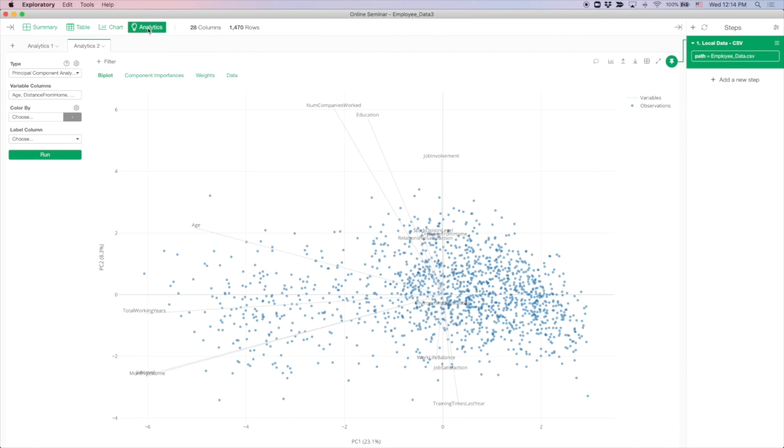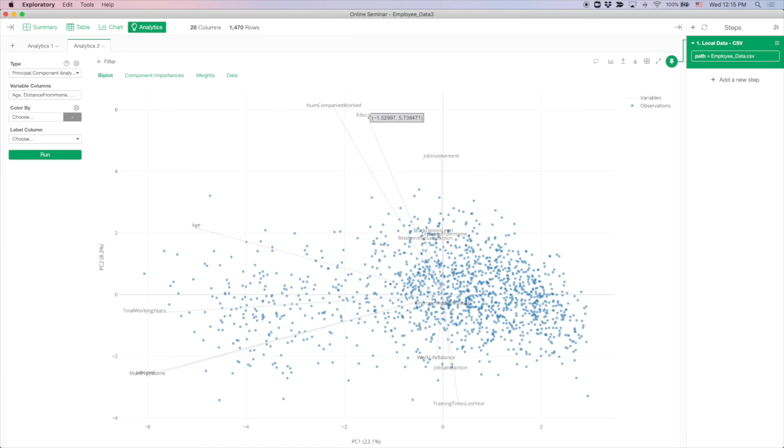So probably there's some kind of business rule behind it. But age and total working years, not so much. I mean, they're correlated closer to them, but not like job level or monthly income. Okay, and from here, another thing is education. So education and monthly income are almost at a 90-degree angle.